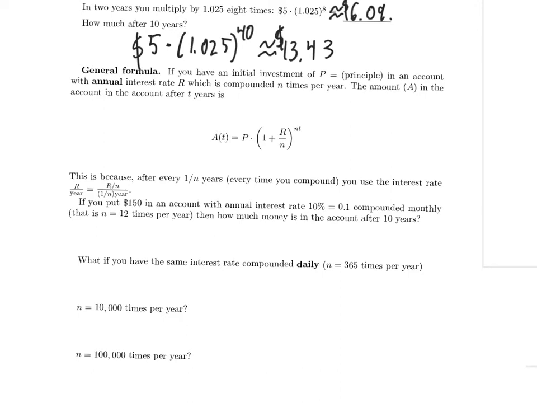So, the idea is, if you have the general formula, if you have some initial investment, P, the principal that you put into an account, with an annual interest rate R, which is compounded n times per year, then the amount, A for amount, which will be in the account after t years will be given by the formula A of t is equal to the principal multiplied by 1 plus the rate, which will be some number probably smaller than 1. In the above, it was a 10% interest rate, so R was 0.1 in the previous example.